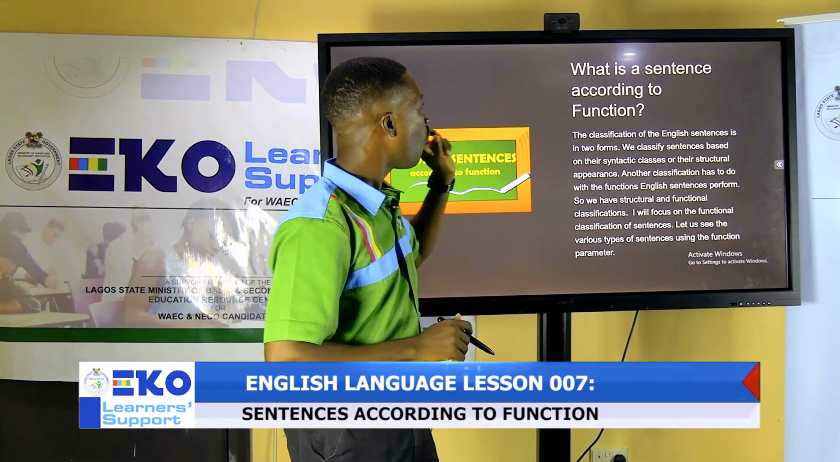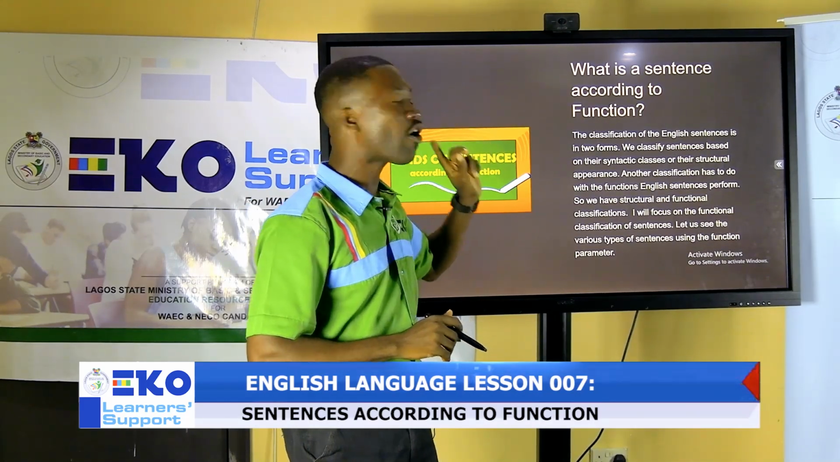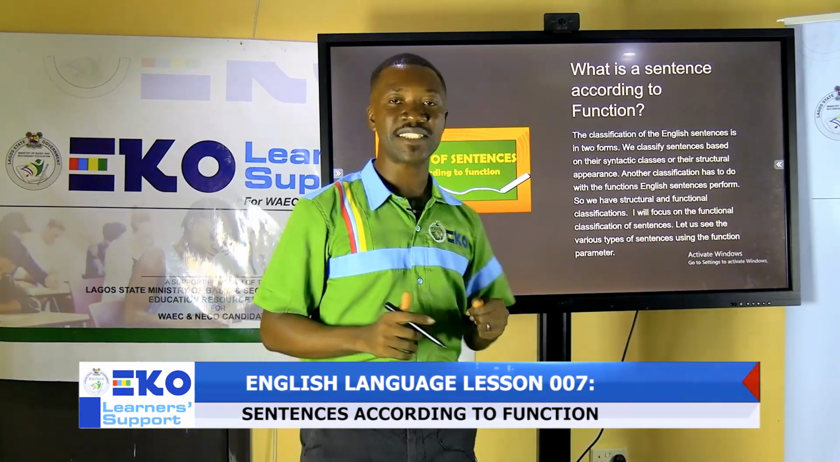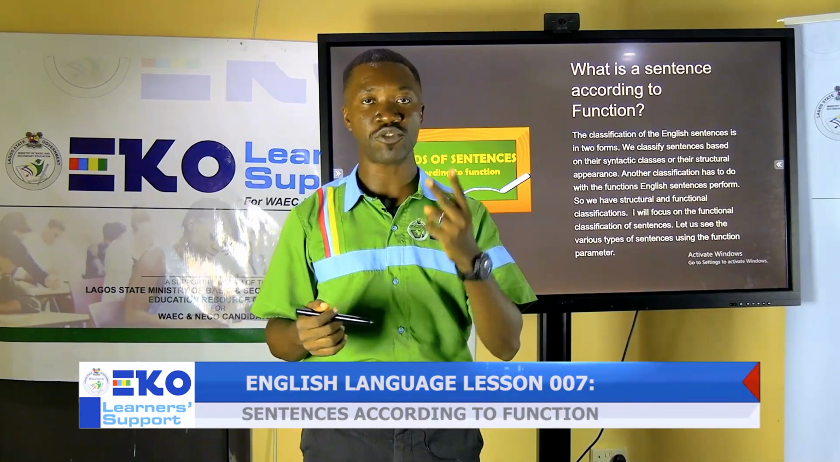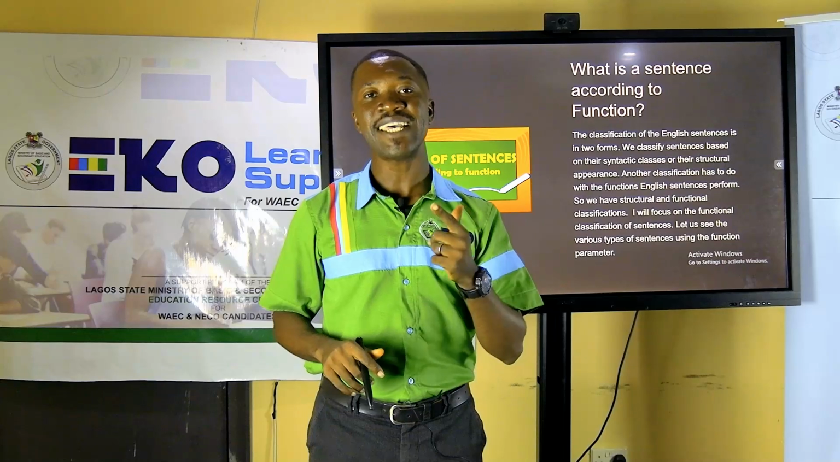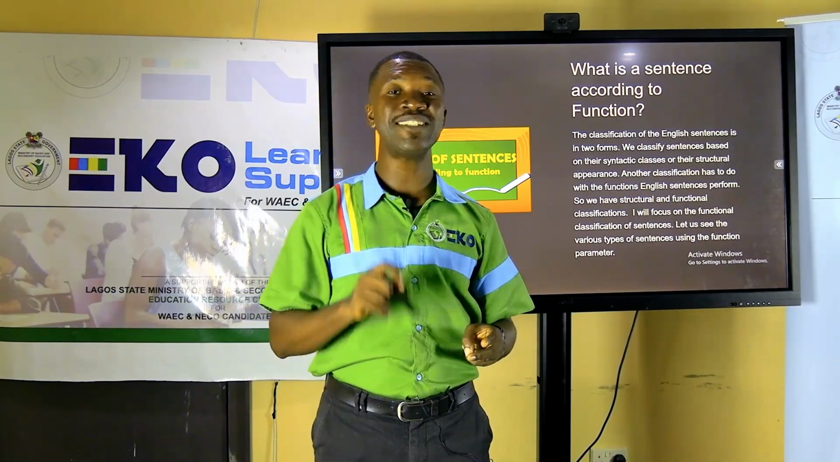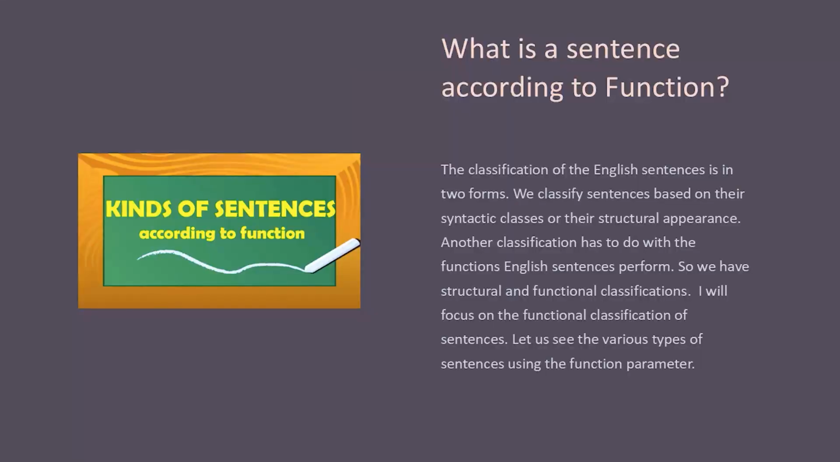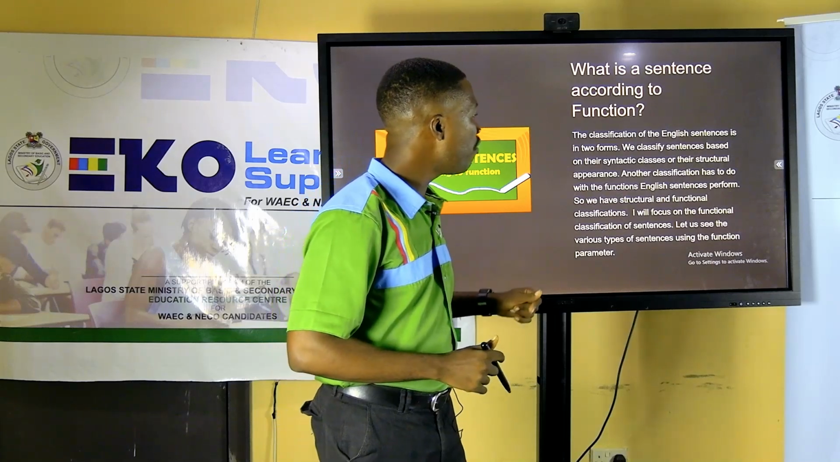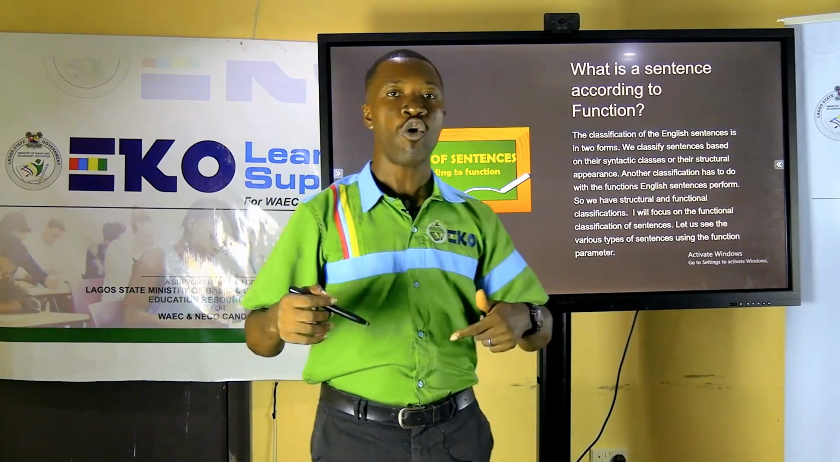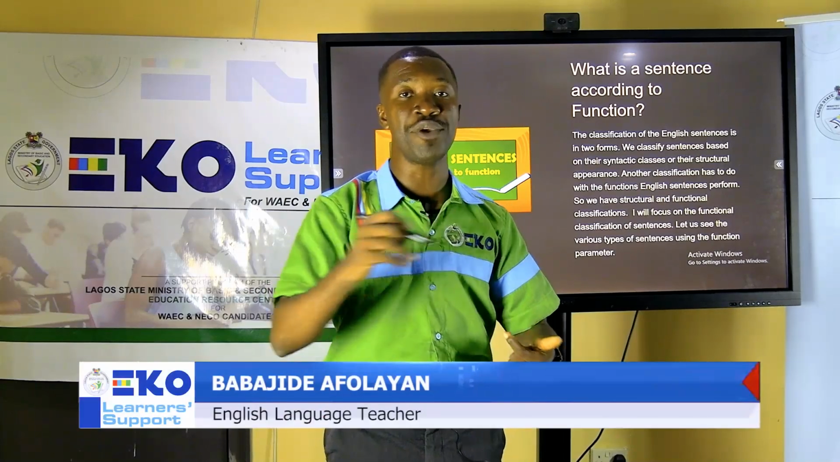Let's look at what sentences according to function are. When we talk about the classification of English sentences, we have 2 types. We have sentences according to the function they perform, and we also have sentences according to structure. That is the way the structure of a sentence appears. Today, we will focus on the function of the sentence, meaning what function do they perform when we write.